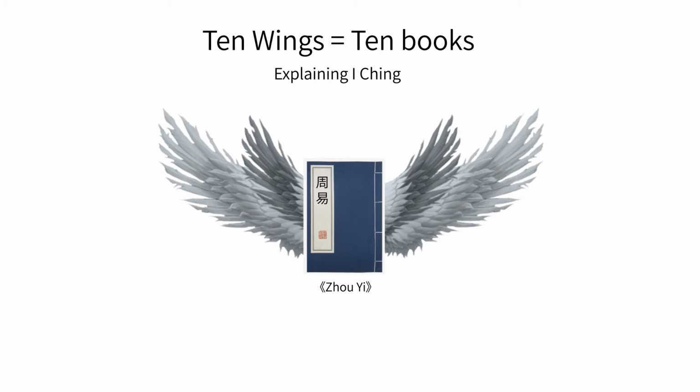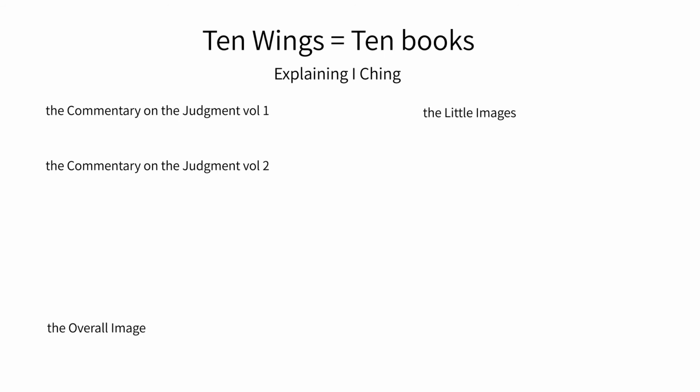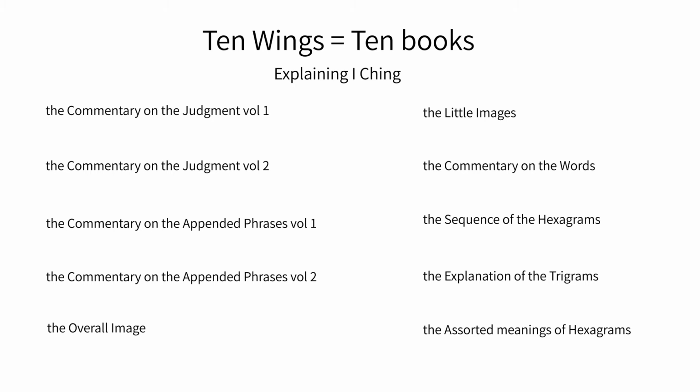As for the ten books written by Confucius or Confucius and his disciples or just by Confucius' disciples, no evidence has been found to support any of these views. The names of these ten books are The Commentary on the Judgment, Volume 1, The Commentary on the Judgment, Volume 2, The Overall Image, The Little Images, The Commentary on the Appended Phrases, Volume 1, The Commentary on the Appended Phrases, Volume 2, The Commentary on the Words, The Sequence of the Hexagrams, The Explanation of the Trigrams, The Assorted Meanings of Hexagrams. Next, I will give a general introduction to the contents of these 10 books.